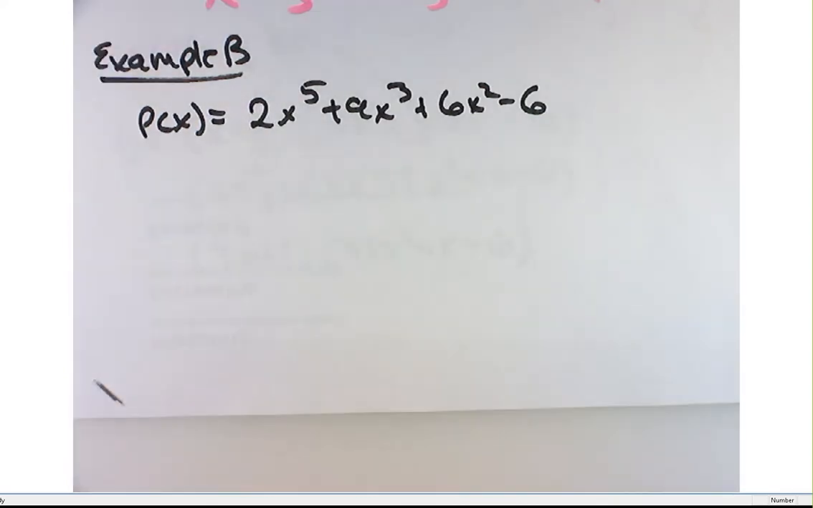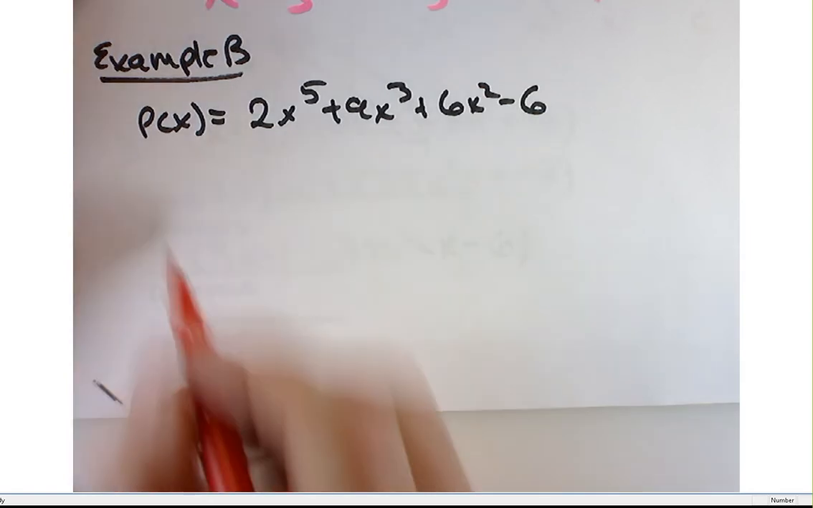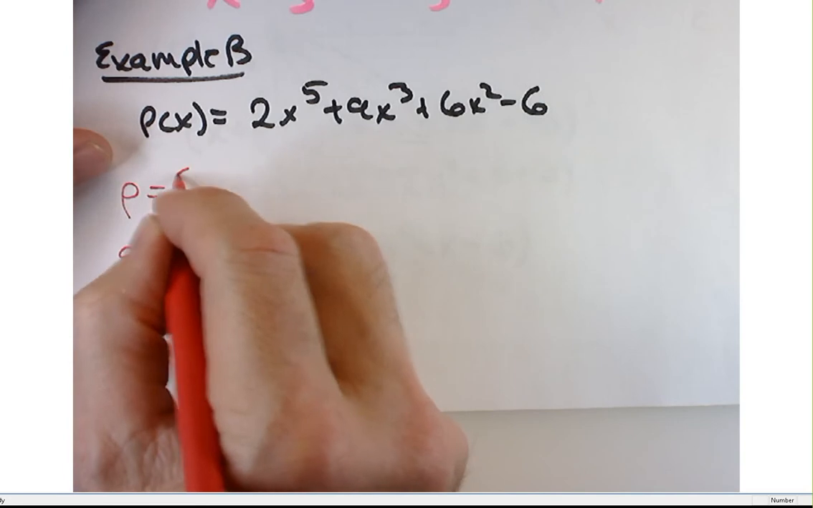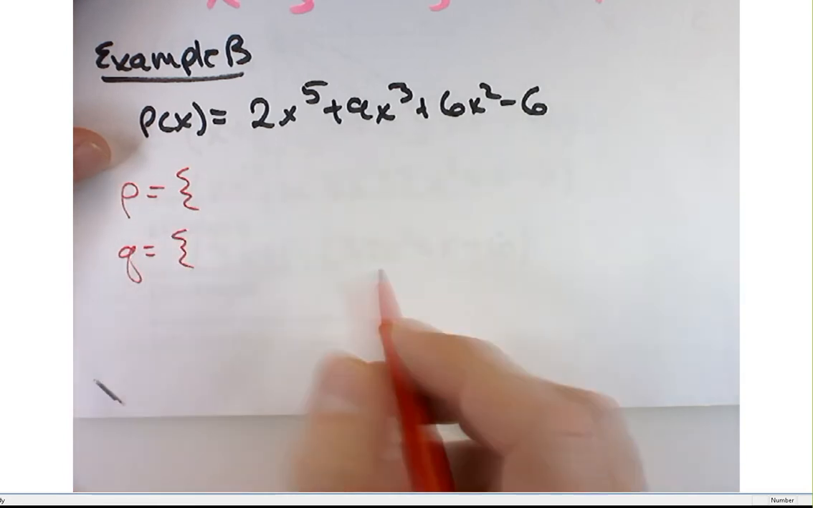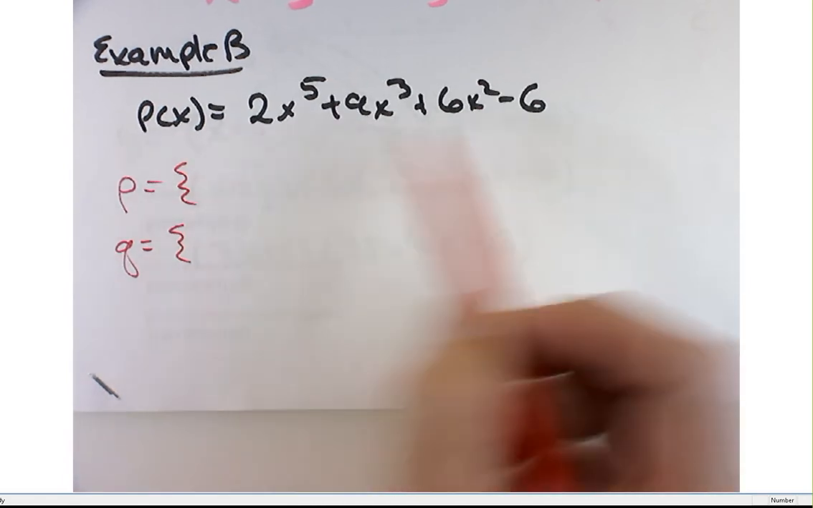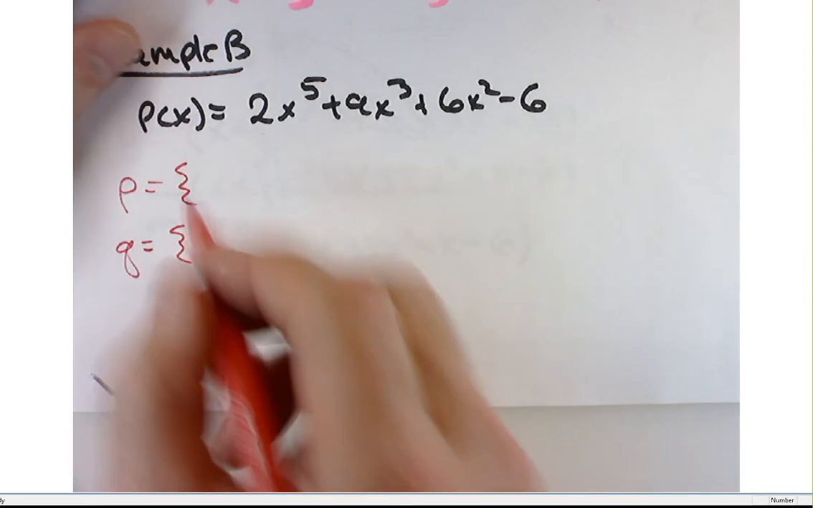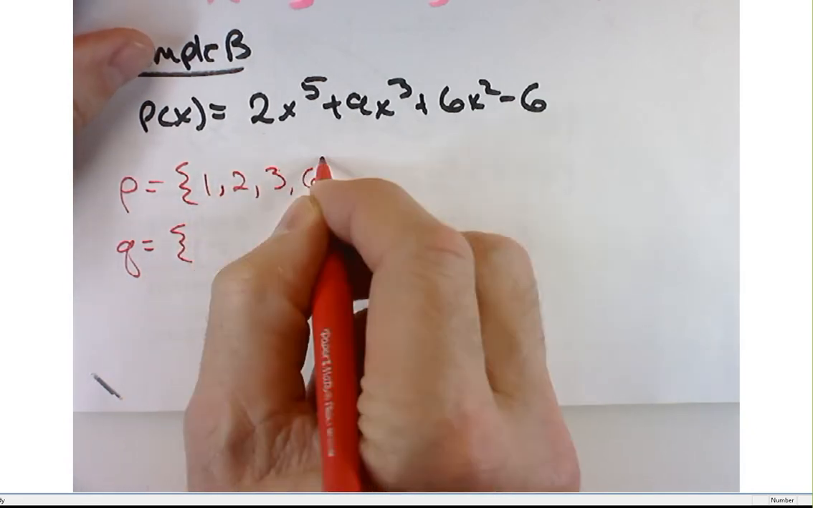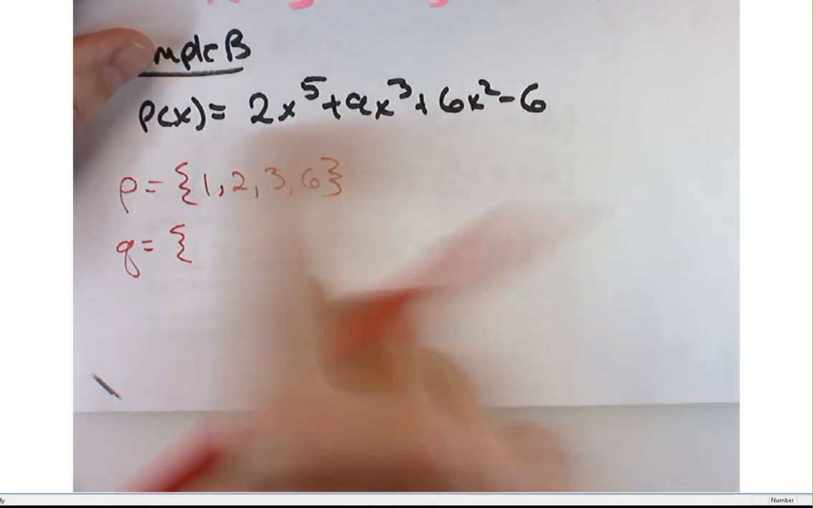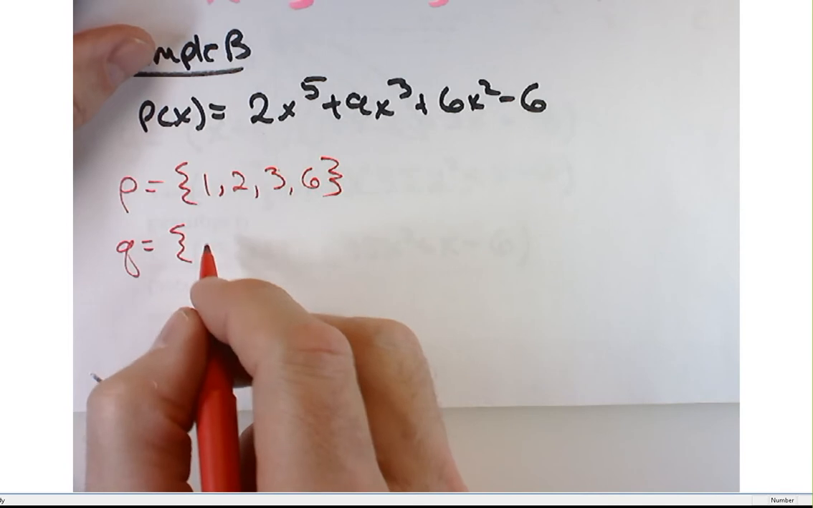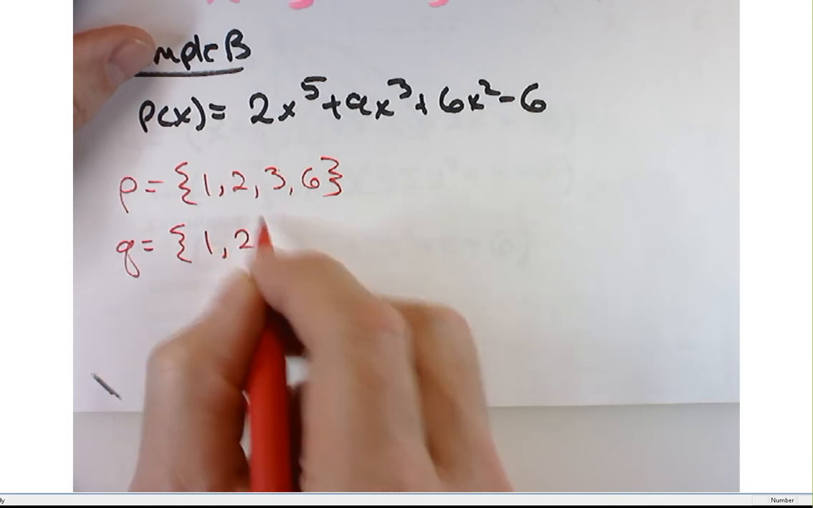Now for the possible rational roots, I need to know the factors of the various numbers here. P is going to come from the factors of which number? The 2 or the 6? 6. So the factors of 6 are 1, 2, 3, and 6. Yeah, P comes from the last number, Q comes from the first number. What are the factors of 2? 1 and 2. Nice.